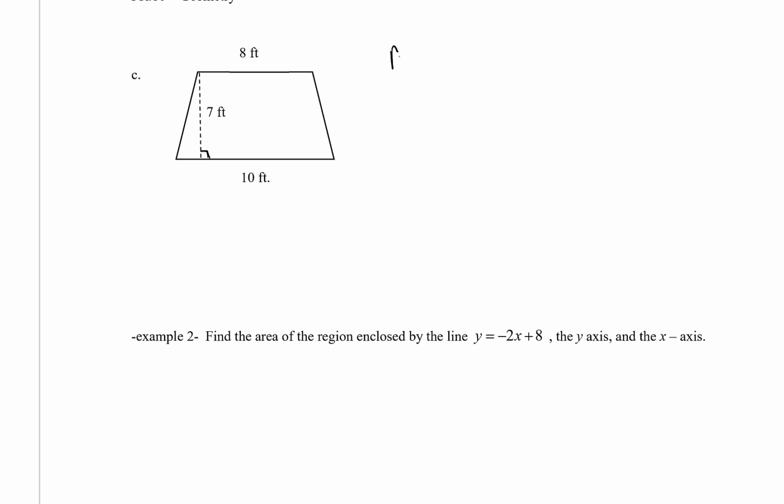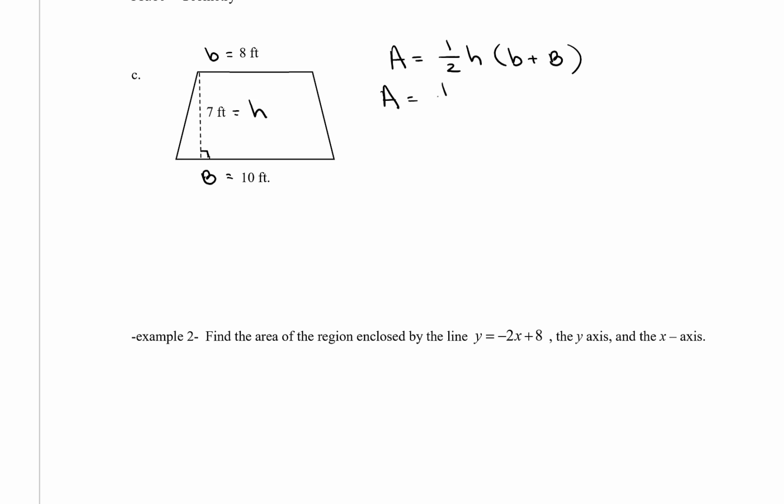I'm writing down the formula for the area of a trapezoid, which is A equals 1/2 times h times the quantity lowercase b plus uppercase B. I've labeled the lowercase b, which is equal to 8 feet, in the figure, and I also labeled the uppercase B, which is equal to 10 feet, and I labeled my 7 feet equal to h, the height.